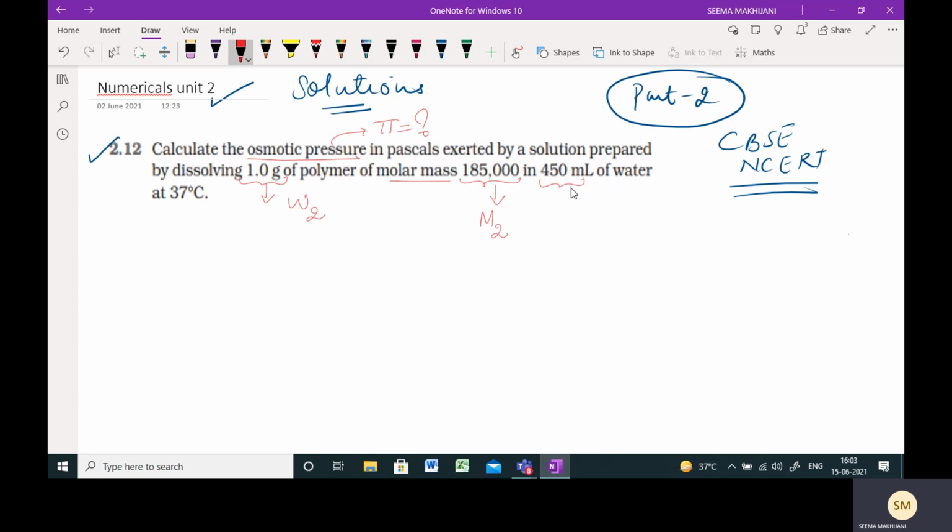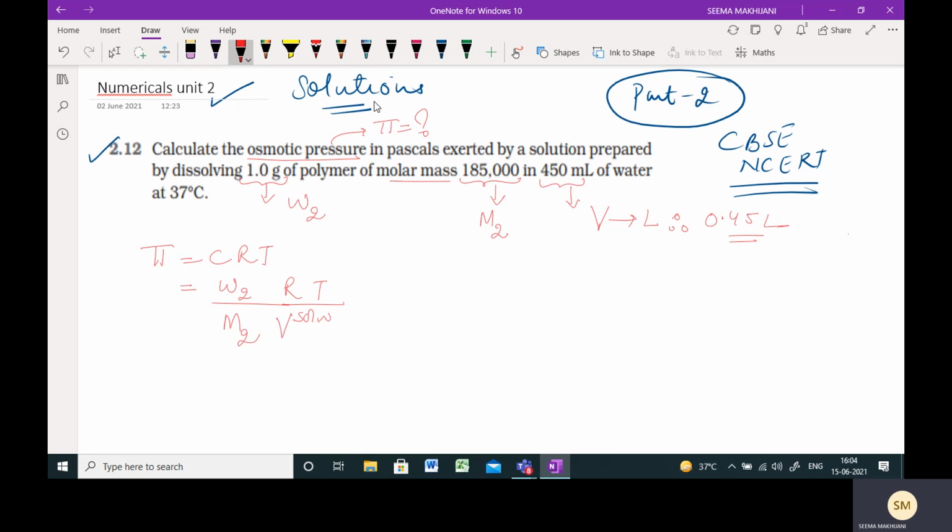450 ml of water is your volume, but this is in ml. Of course, you will have to convert it into liters. Therefore, the value will be 0.45 liters. Fine. Now, the formula that we use for osmotic pressure is equal to CRT, where C has to be molarity. So I will resubstitute it. Moles of the solute, which is this, upon volume of the solution to be taken in liters, R and T.